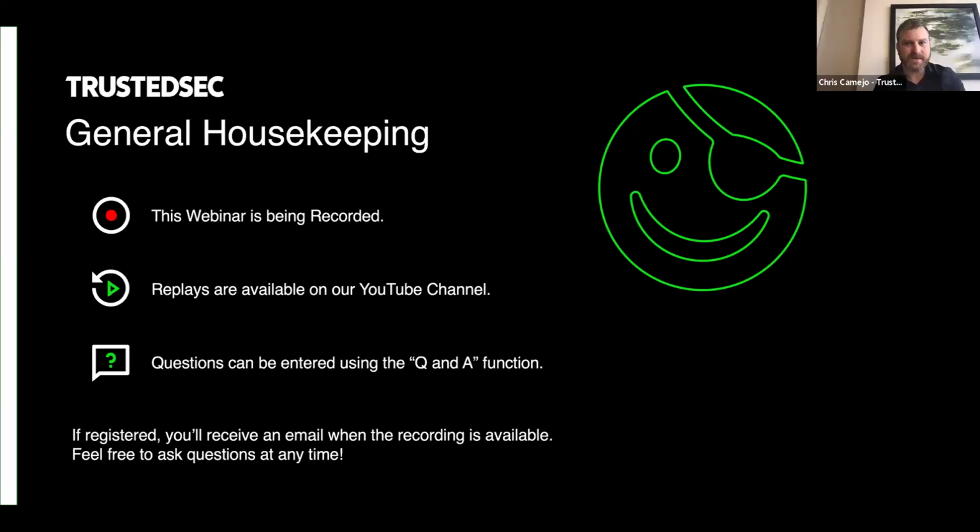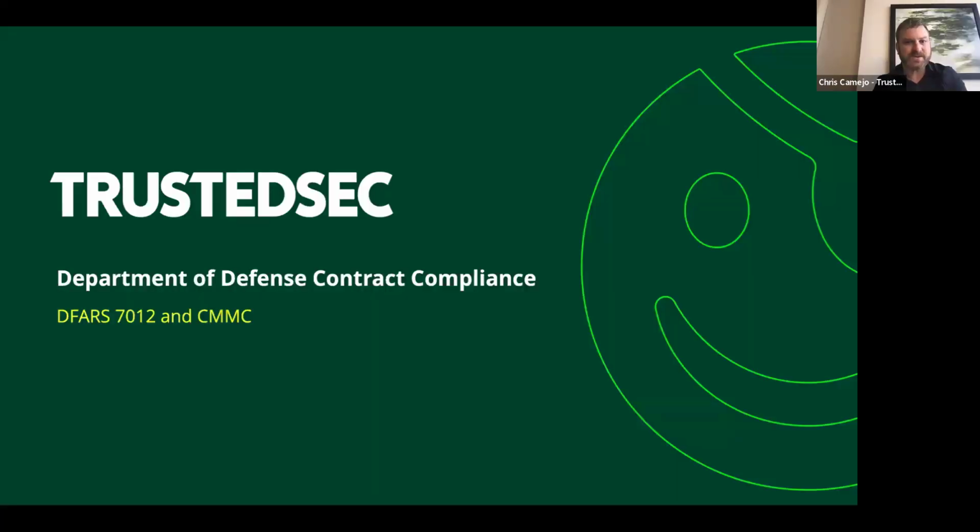All right, thank you much. So I'm Chris Camejo. I've been working with federal agencies and contractors on information security compliance for over a decade, and I'm a CMMC RP. So today we're going to be talking about information security compliance obligations for Department of Defense contractors as it relates to two types of information known as FCI and CUI.